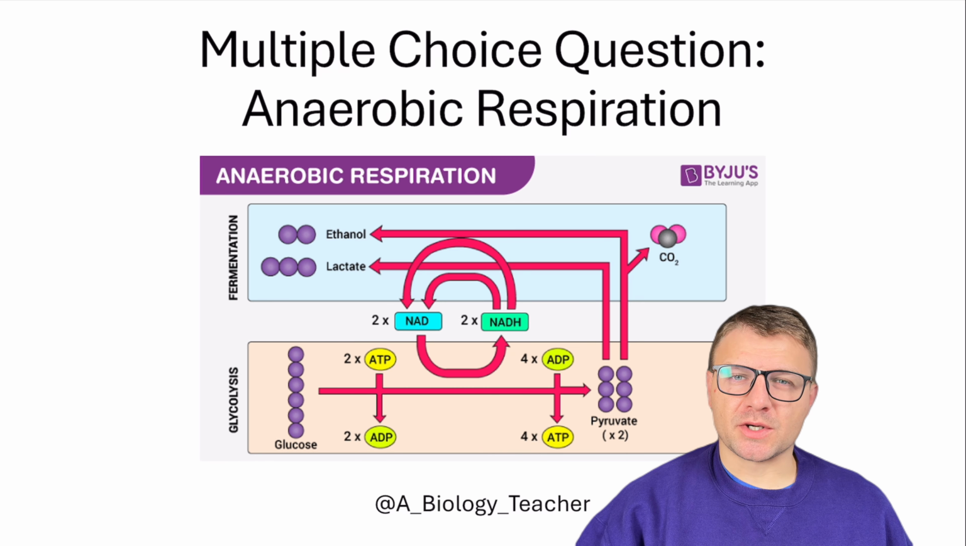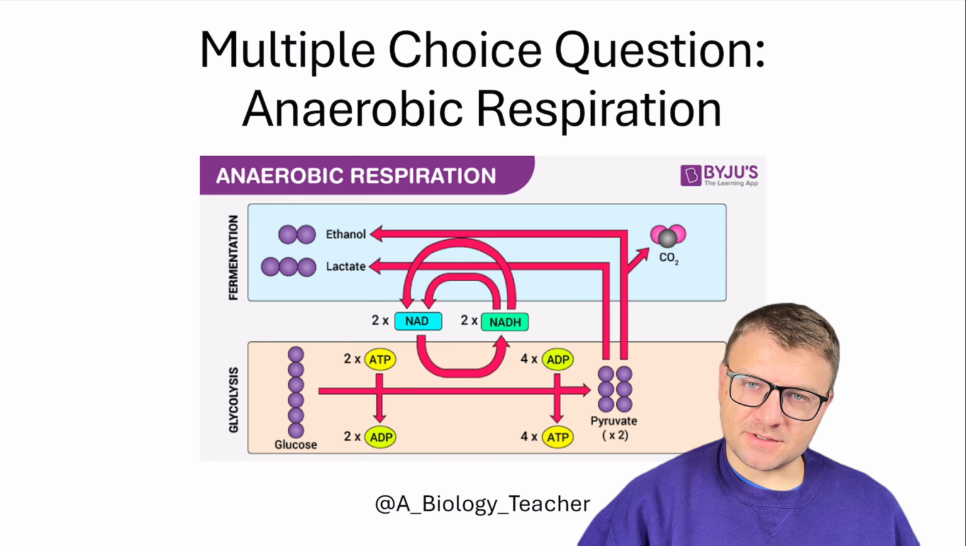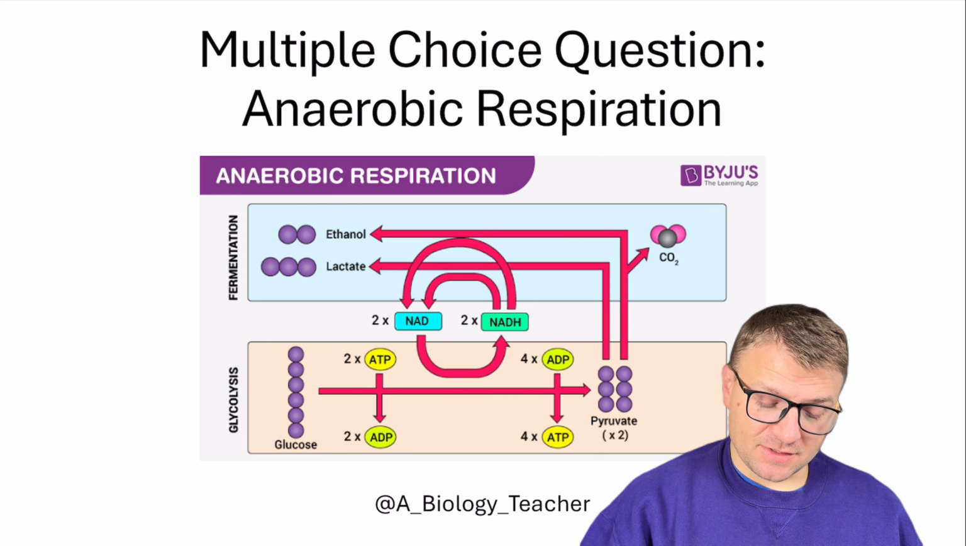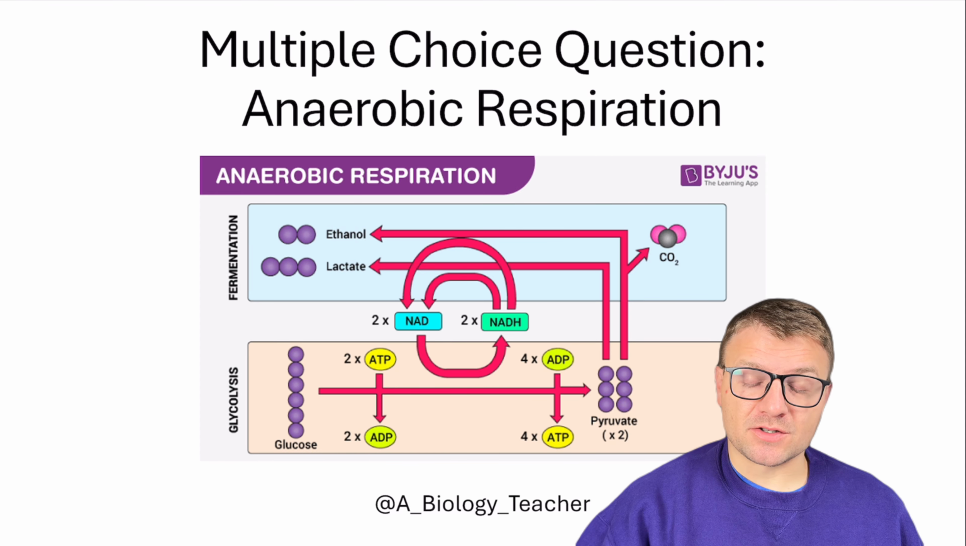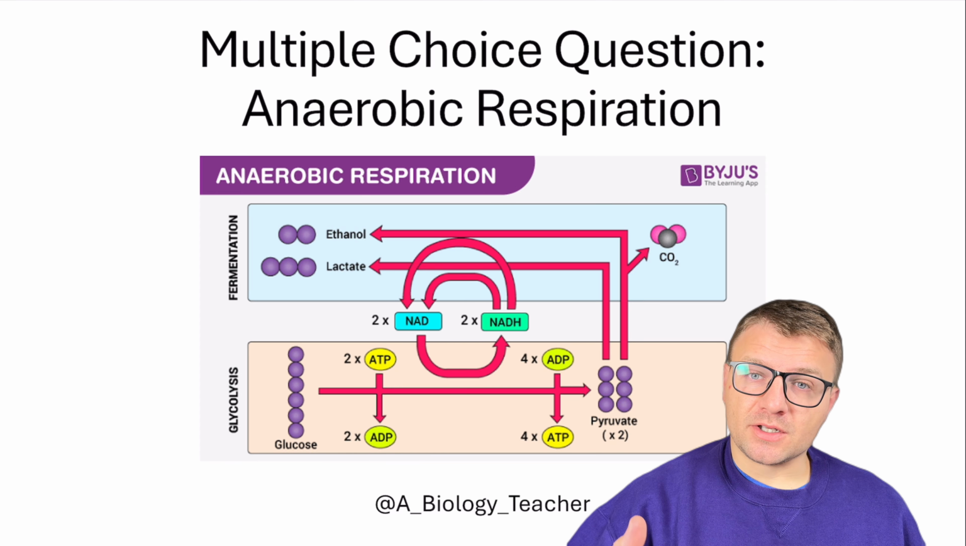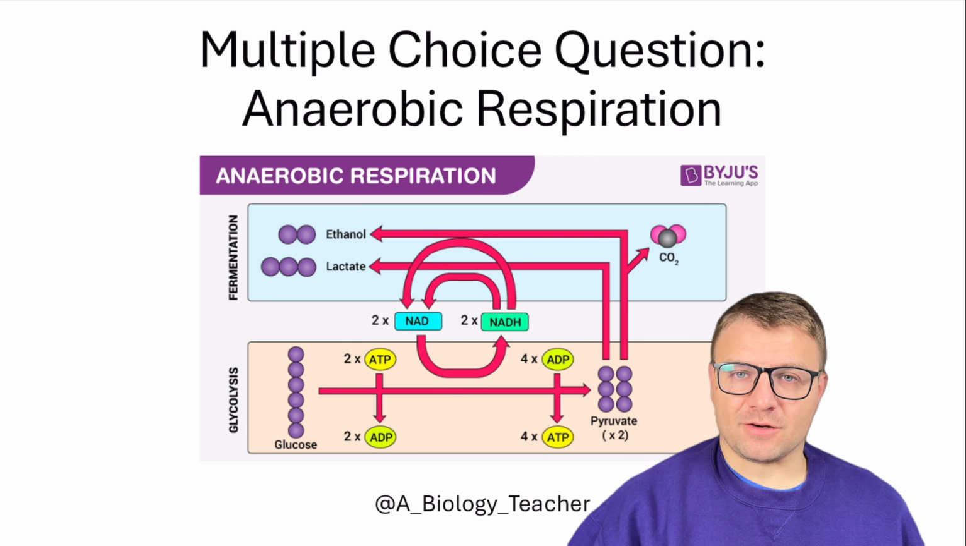Let's go over these multiple choice questions about anaerobic respiration. Before we jump into the questions, let's take a look at this diagram that explains this process. Remember that aerobic respiration is going to need oxygen, and when there's not enough oxygen, the cells are going to typically switch into something called alcoholic or lactic acid fermentation.